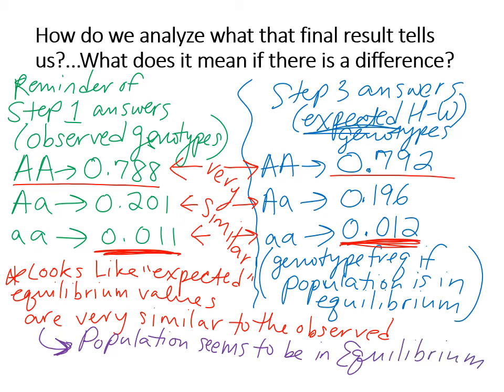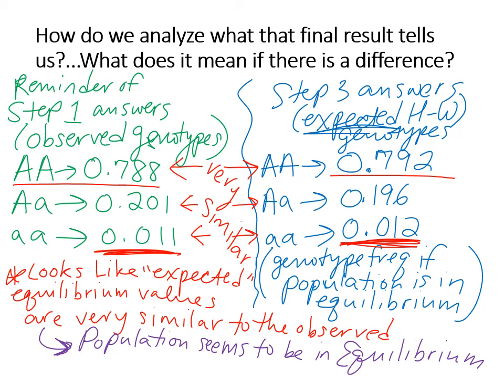Now we did this by eyeballing it, which on a quiz, the final, post labs, I would be fine. That's what I'll have you do, is just eyeball it. If the numbers are close to each other, like 0.788 and 0.792, when you round them off, they're both 0.79. When you round off 0.201, 0.196, they're both 0.2. Okay? When you round off 0.011 and 0.012, they're both 0.01. Okay, 1%. So when all three of the genotype observed and expected are close to each other, that tells you the population is in equilibrium.